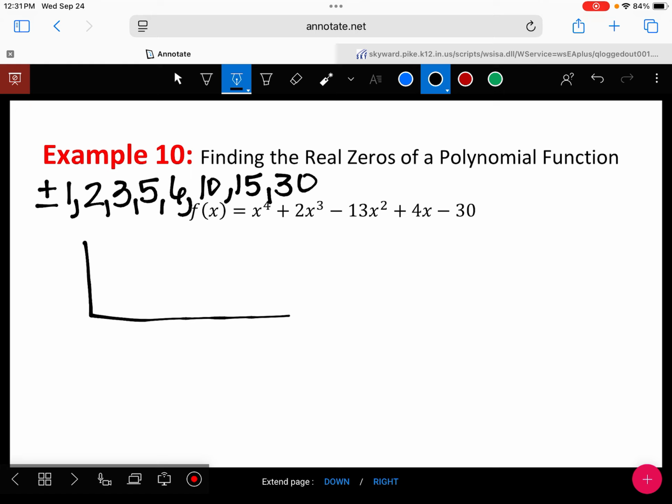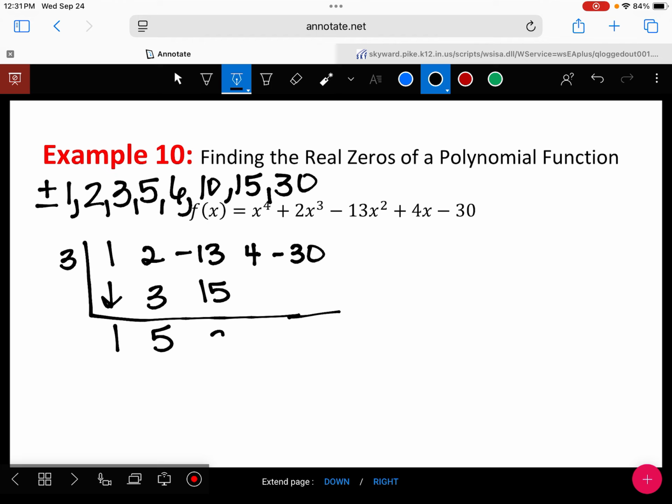All right, so what was the first number that you found that worked? 3. Now, some people found -5 first, and that's okay. It doesn't really matter the order. If it's going to work, it's going to work. So we figured out that 3 works. So 1, 3, 2 plus 3 is 5. 3 times 5 is 15. Add, you get 2. 3 times 2 is 6. Add, you get 10. 10 times 3 is 30. Add, you get 0. So I got my first answer is 3.